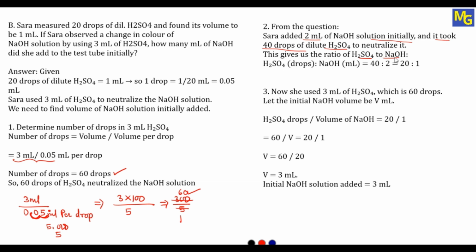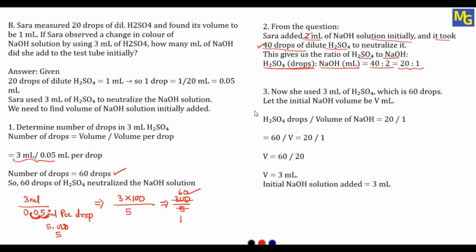So what we can do? We can write H2SO4 drops is to NaOH ml. So what is the ratio? H2SO4 drops, how many? 40. And ml how much we took? 2. So 40 is to 2, 40 drops for 2 ml. Then 20 drops for 1 ml we can write. So therefore it can be 20 is to 1.